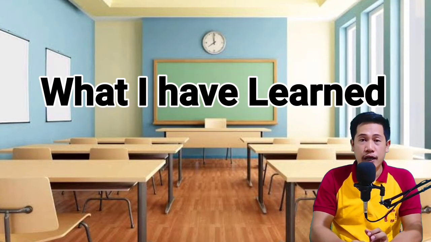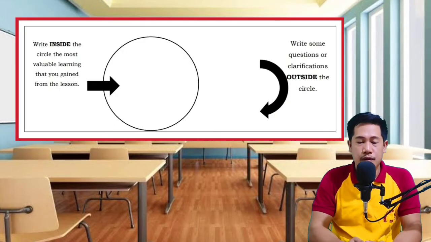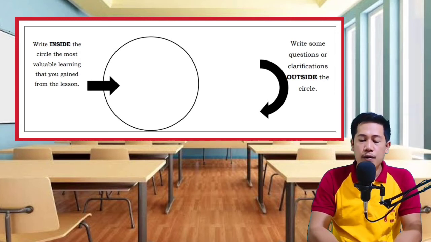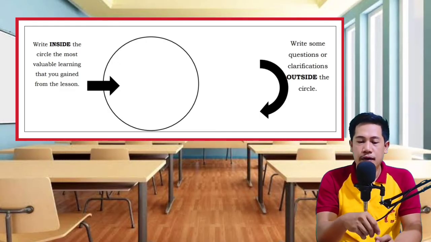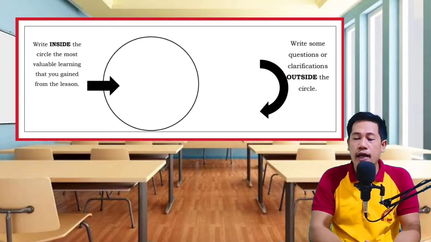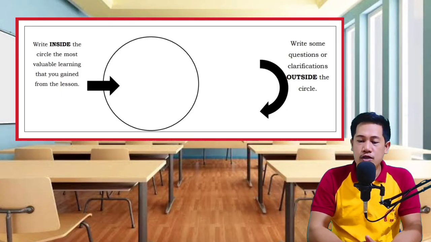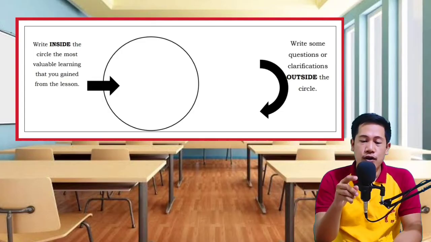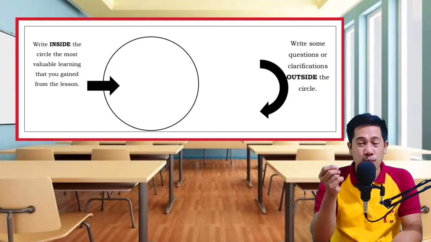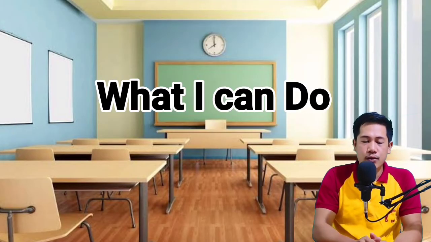What I have learned. Reflect on how you learned today by completing the diagram. Okay, here's the diagram. So, right inside the circle, the most valuable learning that you gain from the lesson. Ano ba yung pinaka-valuable? Ano yung natatandaan nyo sa lesson natin ngayon? Okay, so ilalagay nyo dyan sa loob. Next is, write some questions or clarifications outside the circle. Okay, so gawin nyo yan. So, ano yung mga questions nyo? So, ilalagay nyo doon sa labas ng circle, yung may tanong pa kayo.